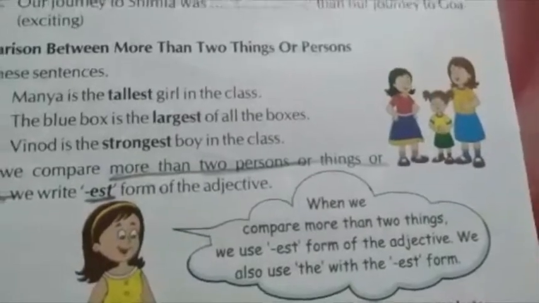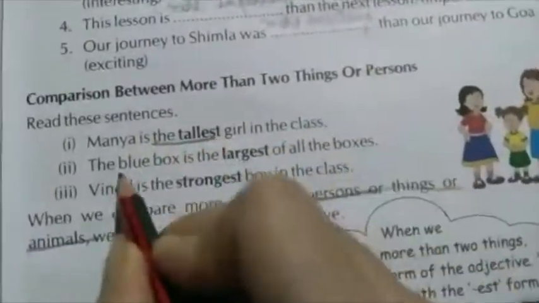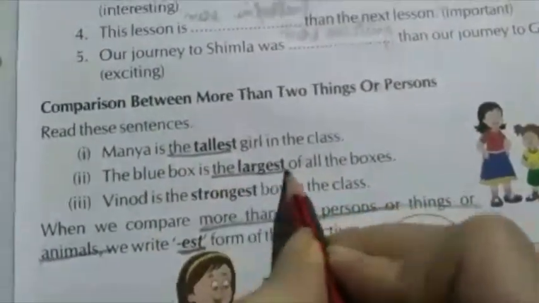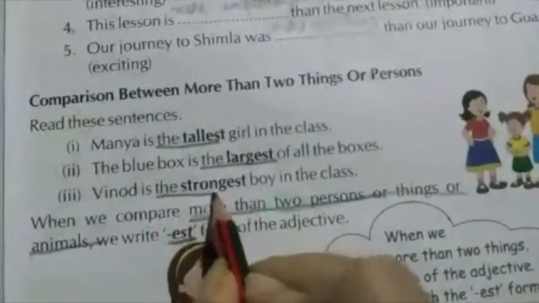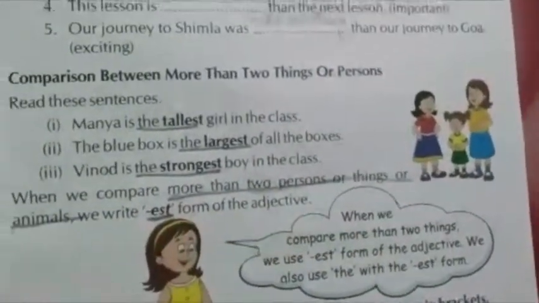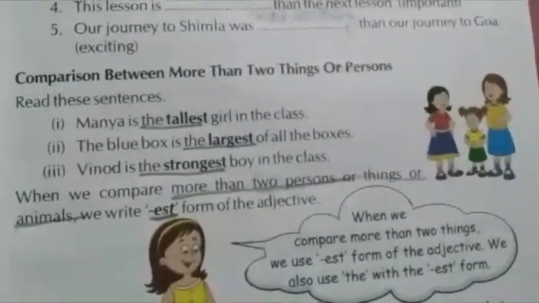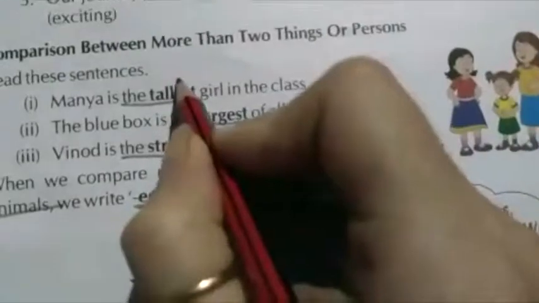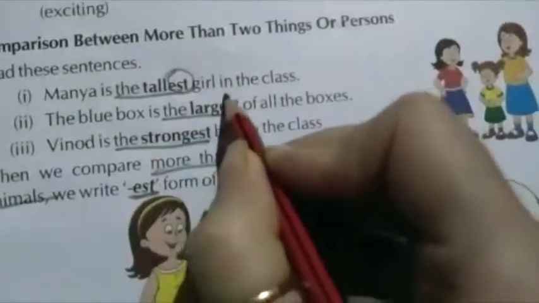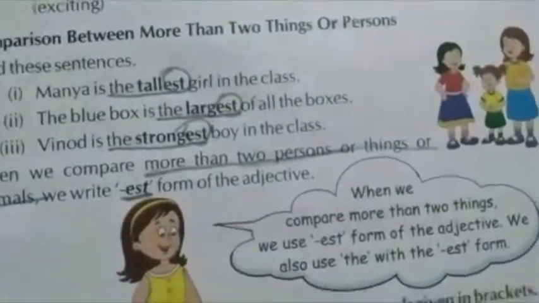use the. Like Manya is the tallest, the blue box is the largest, the strongest. You understand? We use the with the est form, and when we compare more than 2, we use the est form of the adjective. You see, est form of the adjective, est. Clear?